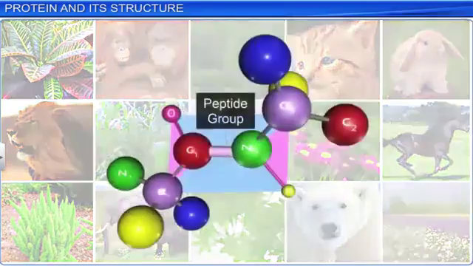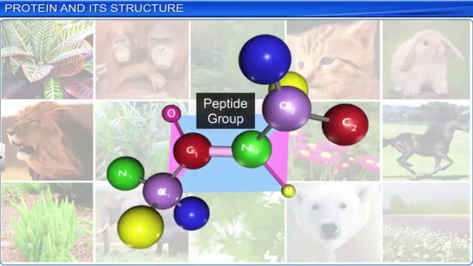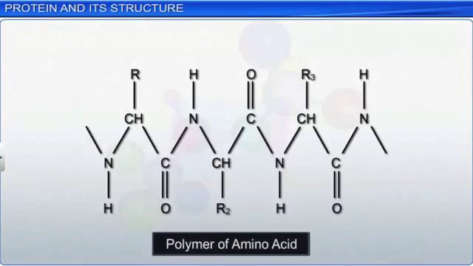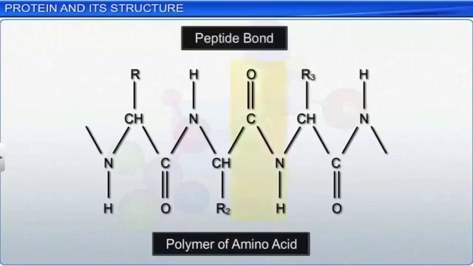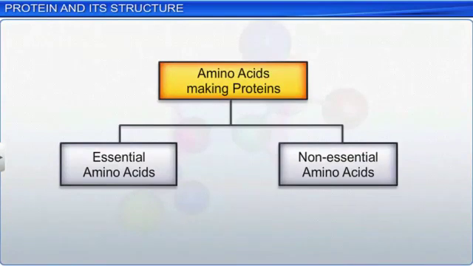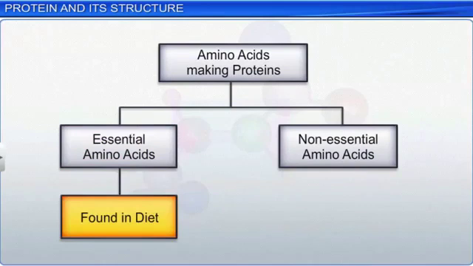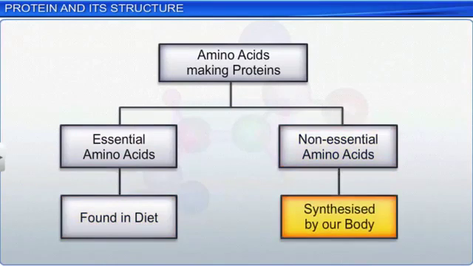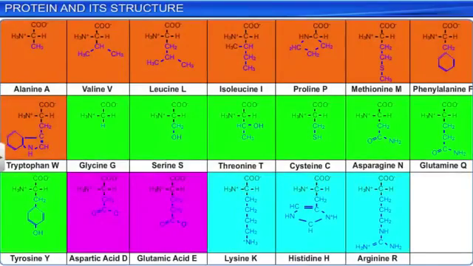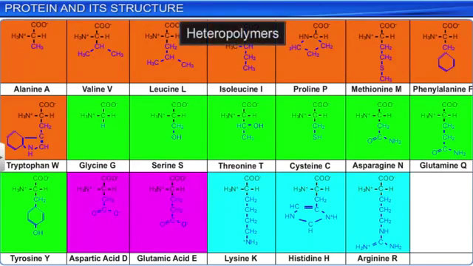Proteins are important biomolecules needed by all living organisms. They are polymers of amino acids arranged in a linear chain and linked by peptide bonds. Therefore, they are also known as polypeptides. Amino acids that go into the making of proteins can be essential or non-essential. Essential amino acids are found in our diet, while non-essential amino acids are synthesized by our body. There are 20 types of amino acids that come together to form proteins, and so they are also known as heteropolymers.